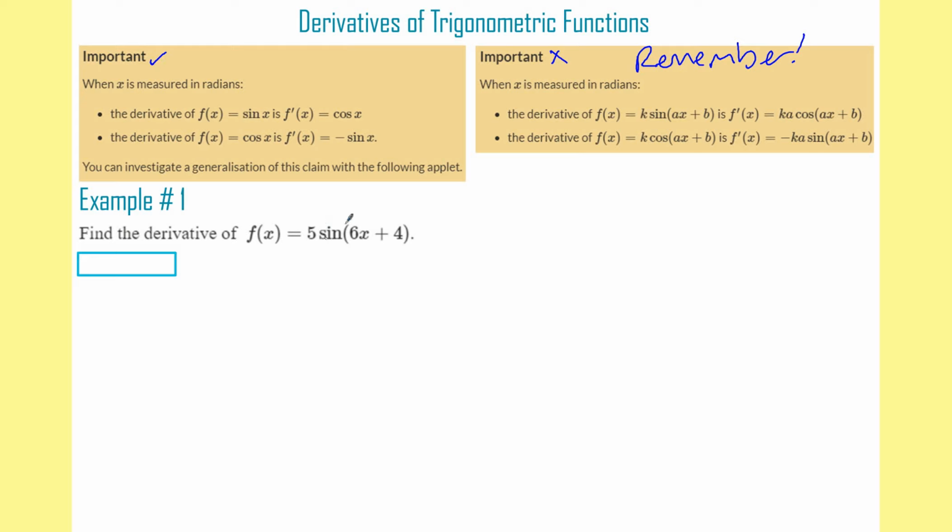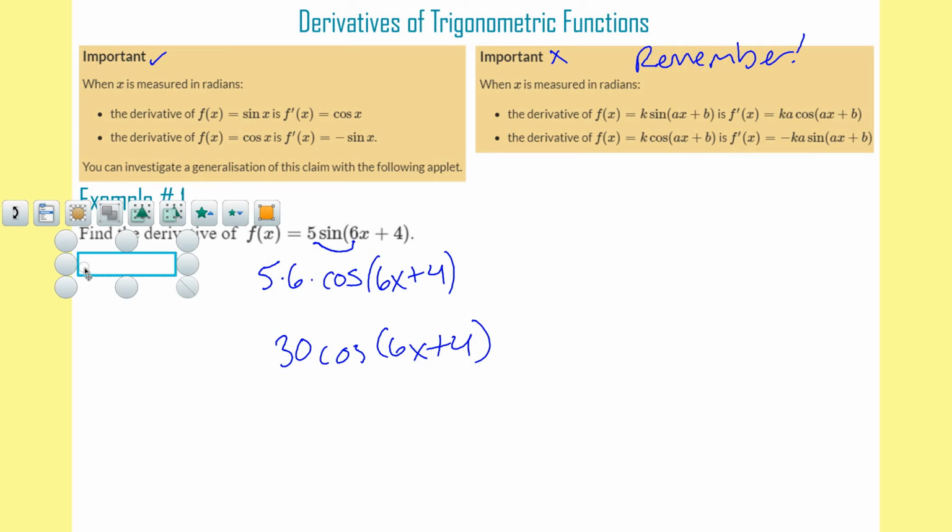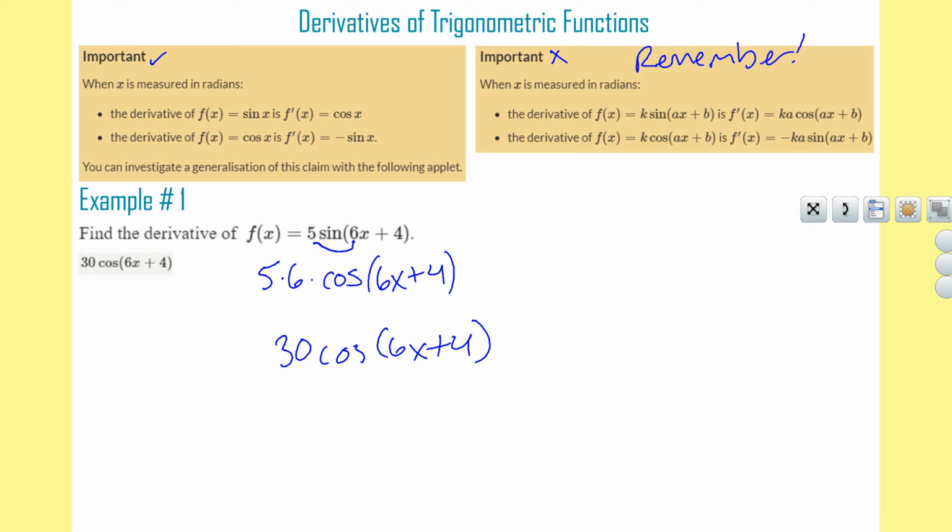So here, we want to do the derivative of sine. Derivative of sine is cosine, so now we know it's cosine of 6x plus 4. But now we take whatever's multiplying by x and multiply it by whatever's out front. So 5 times 6. So the answer should be 30 cosine 6x plus 4. All right, we double check it, and we get the same thing.